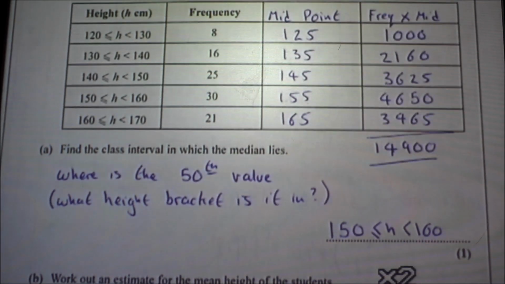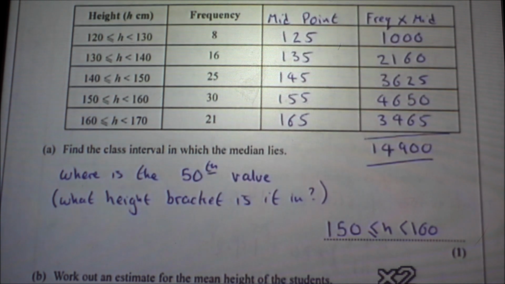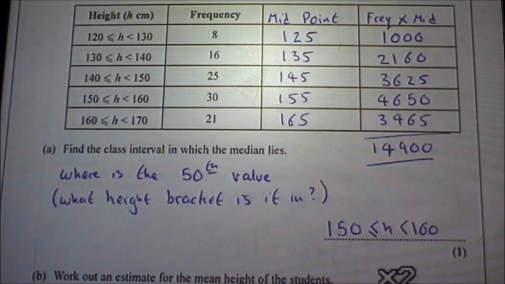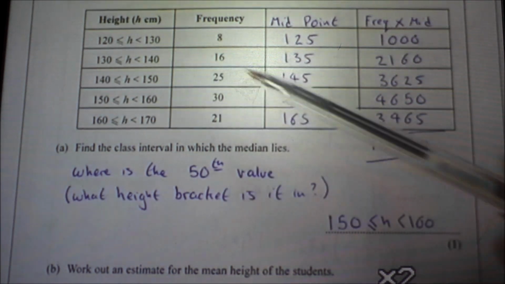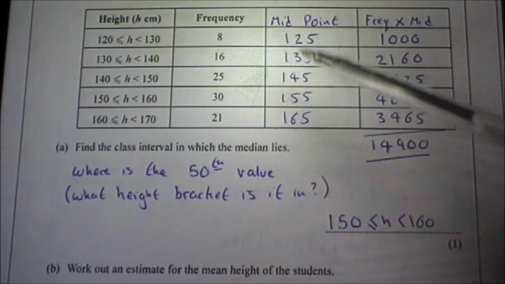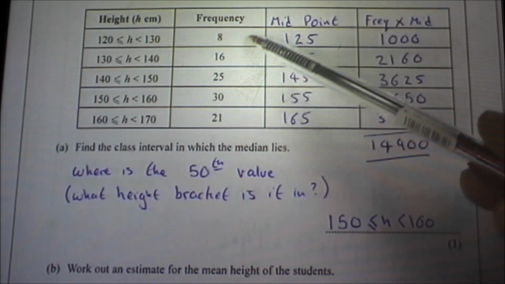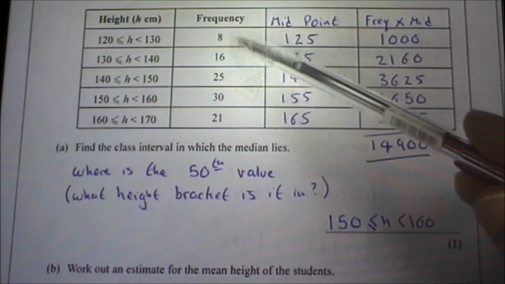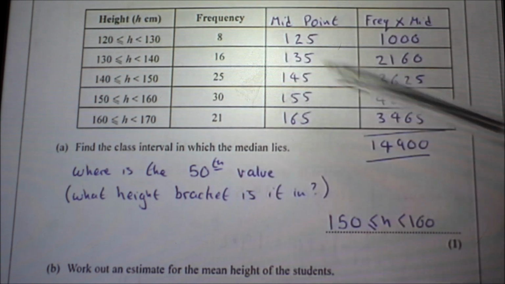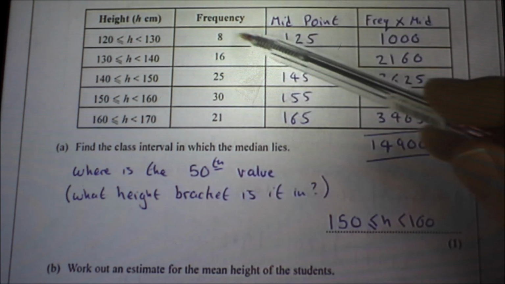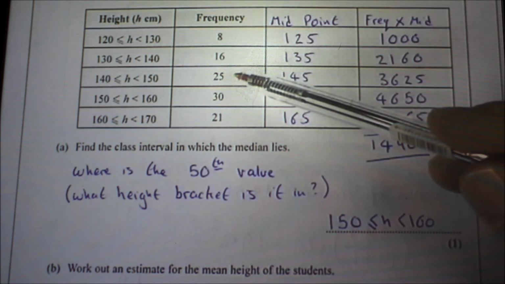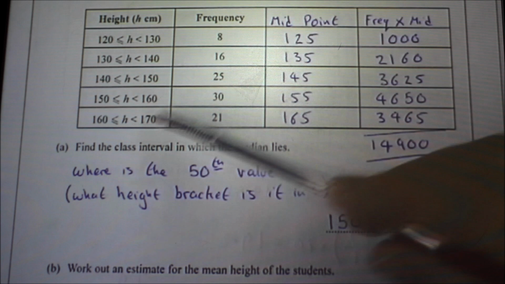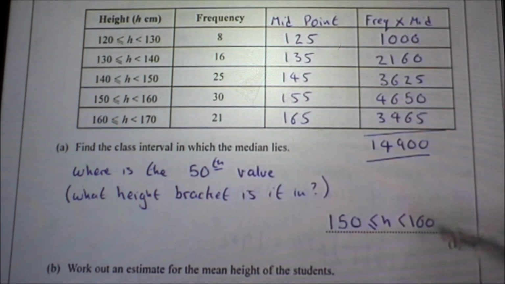Question 3, the table shows some information about the heights of 100 students. Find the class interval in which the median lies. The median is the middle value, so it's 100 students, so the frequency will add up to 100. So where's the 50th value? Just keep going down, adding up, that's 24. That will be 49, so it'll be in that one there. It'll be in that one there, so that's my answer to that one.